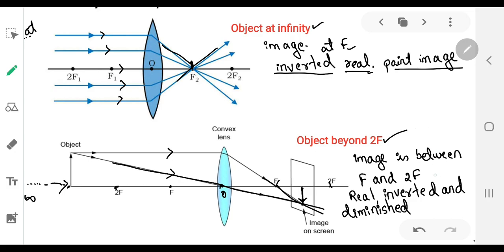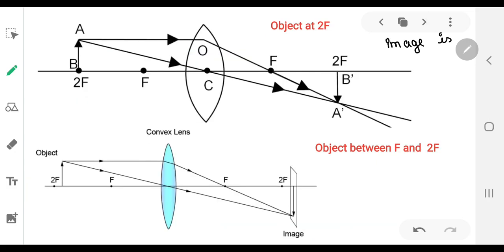Object placed beyond 2F, image is between F and 2F. How is the image? It is formed by the actual meeting of the refracted rays. Then it is real. It is inverted, below the principal axis. And look at the size. It is diminished. Now again, we are moving the object a little closer to the lens. Earlier, it was here, beyond 2F.